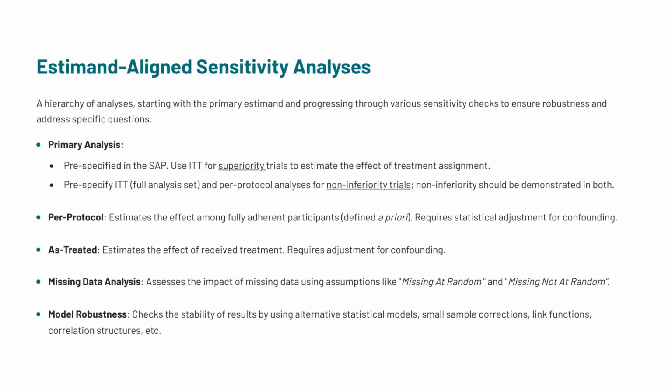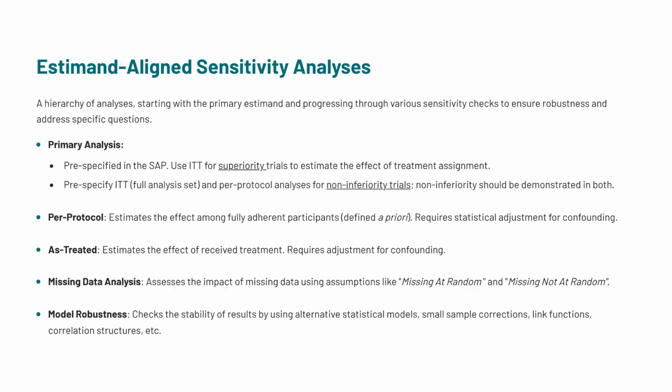The next item is per-protocol. Define adherence criteria a priori, such as exposure windows, allowable deviations, censoring rules, and so on. Because conditioning on adherence breaks randomization, plan confounding adjustment when targeting the per-protocol estimand. Then, as treated. Participants are analyzed according to the treatment actually received, which is often time-varying. Valid inference again requires adjustment for time-varying confounding. As treated is rarely primary, but is informative for adherence and implementation questions.